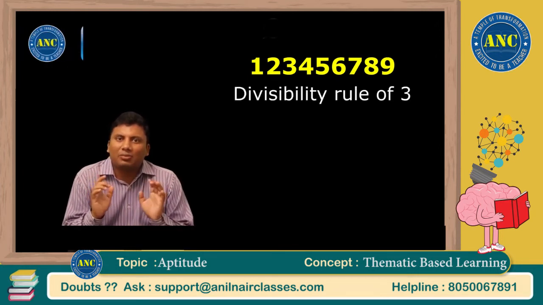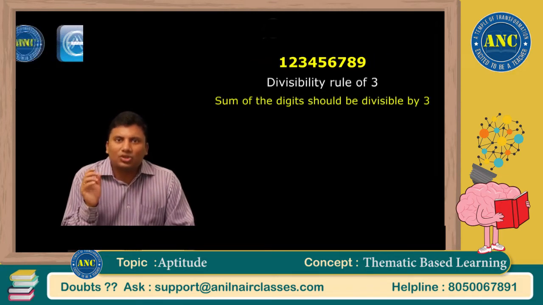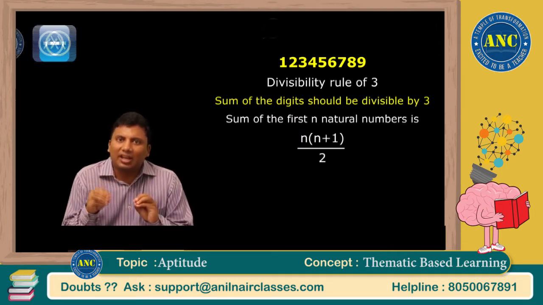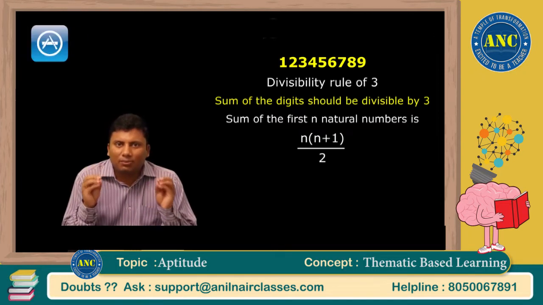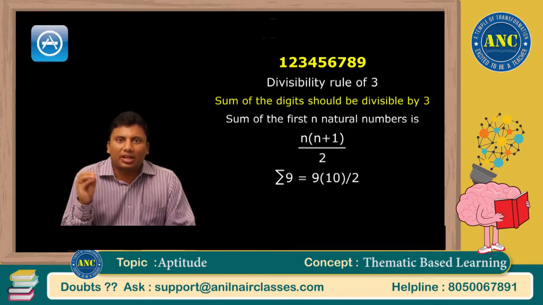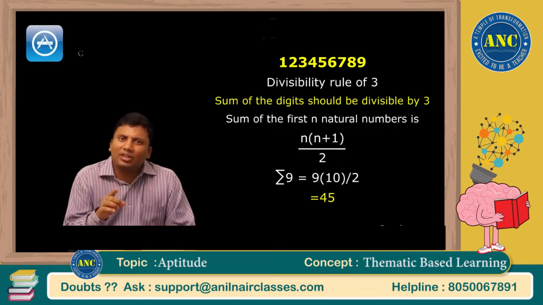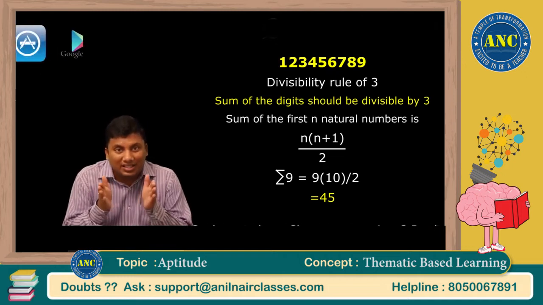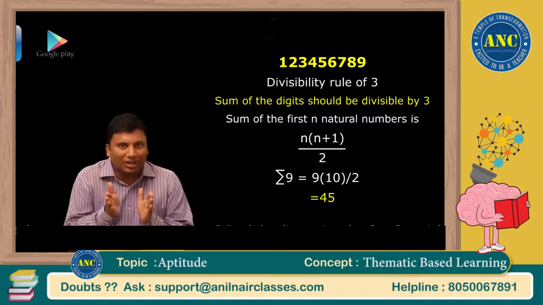Now I use the divisibility rule of 3. What is the divisibility rule of 3? Sum of the digits should be divisible by 3. What is the sum of the first n natural numbers? N into n plus 1 by 2. So here n is nothing but 9. So sum of the first 9 natural numbers will be 9 into 10 by 2, 45. What is the sum of the digits? 45. If the sum of the digits is divisible by 3, that means the number is divisible by 3. That means this number, sum of the digits is 45. That means it is divisible by 3.